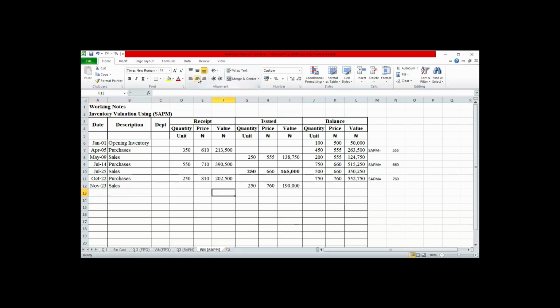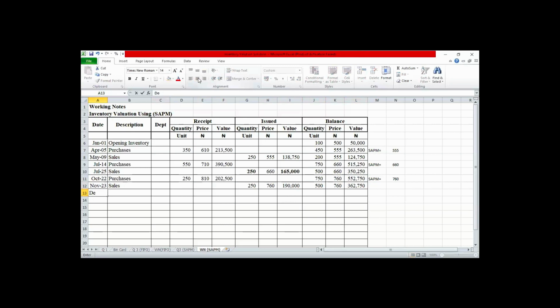We now say that the total quantity we have in the store, 750 minus 250, remains 500 in the store. Then our value will be 5 minus 190,000. We have 360,750. What's the next one? The price still remains the same, yes. Thank you, my dear. We move to the next one.